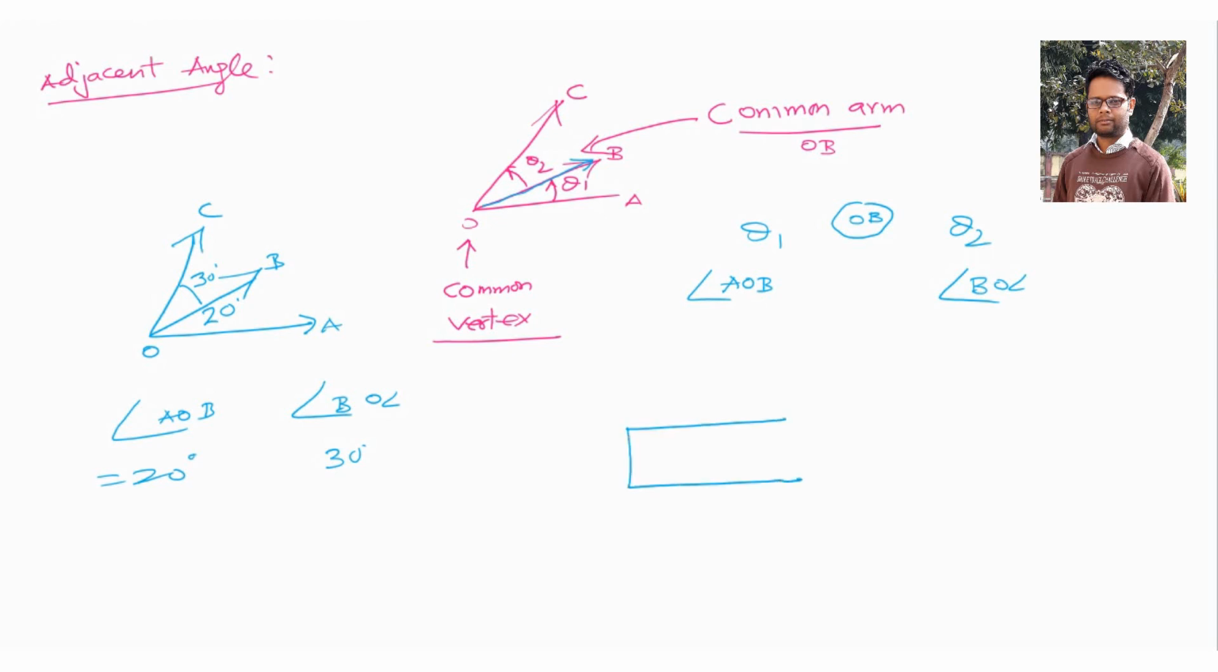Suppose I have this picture. If they are making some angle theta 1 and this they are making theta 2, so these two angles are adjacent angles. If this is 30 and this is 60, so these two angles are adjacent angles. So it was all about adjacent angles.